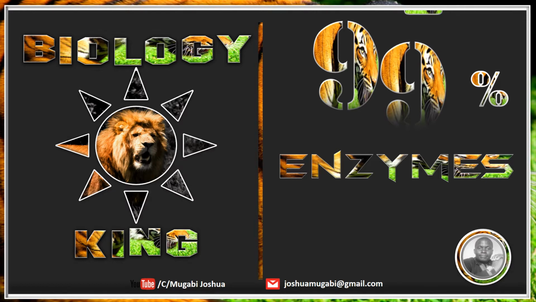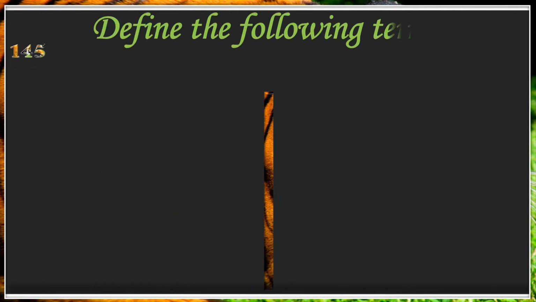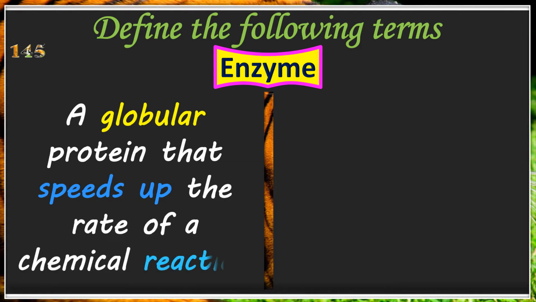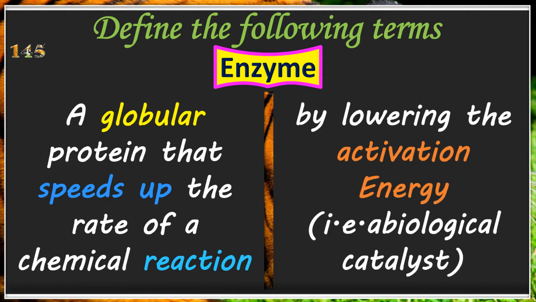In this session, we are going to talk about enzymes. Define the following terms. Enzyme. An enzyme is a globular protein that speeds up the rate of a chemical reaction by lowering the activation energy. That is a biological catalyst.